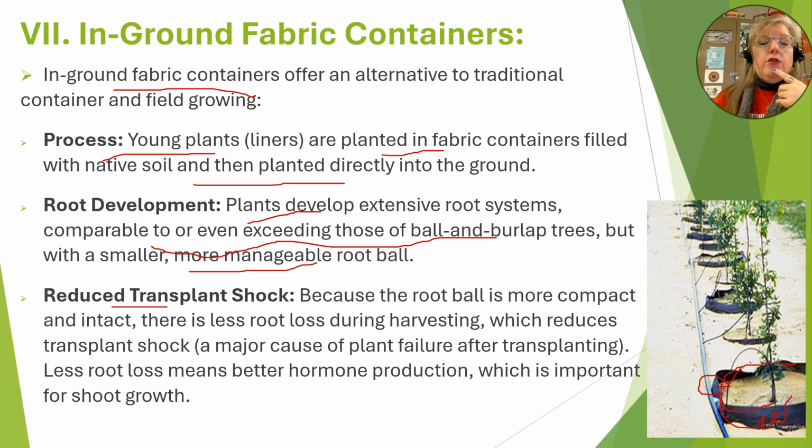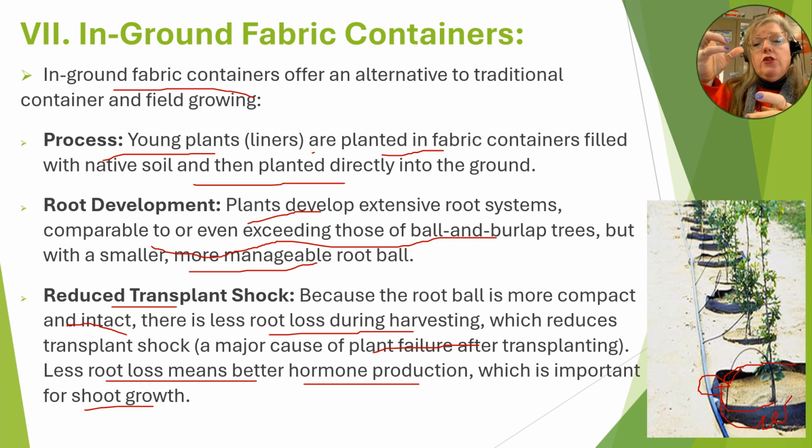You have reduced transplant shock because the root ball is more compact and intact. You don't have to break it up. So there's less root loss during the harvesting, which reduces the transplant shock, which is a major cause of what makes them fail when you transplant them. And less root growth means better hormone production, which is important for shoot growth. So if you have fewer roots, you're going to have more shoots, and that's what you need for your trees. Again, the bigger the tree is, the more you can charge for it.